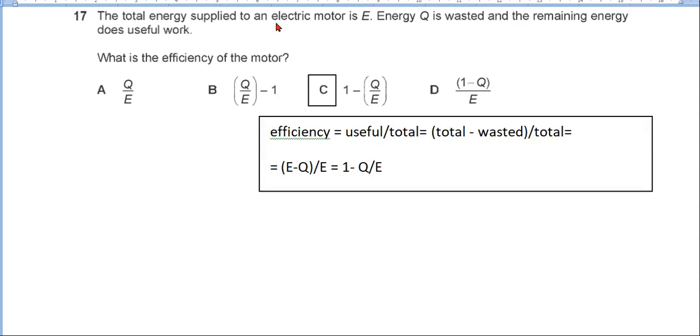The total energy supplied to an electric motor is E. Energy Q is wasted and the remaining energy does useful work. What is the efficiency of the motor? Efficiency is useful energy divided by total energy. Useful is total minus wasted. If we call total E and wasted Q, then we get choice C.